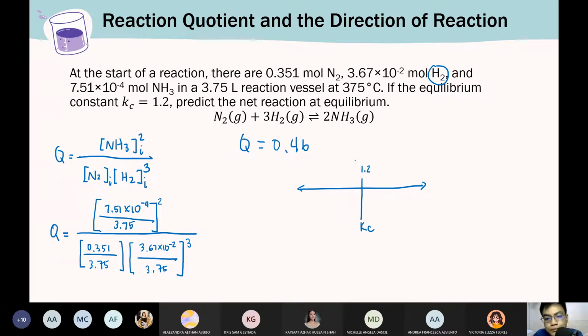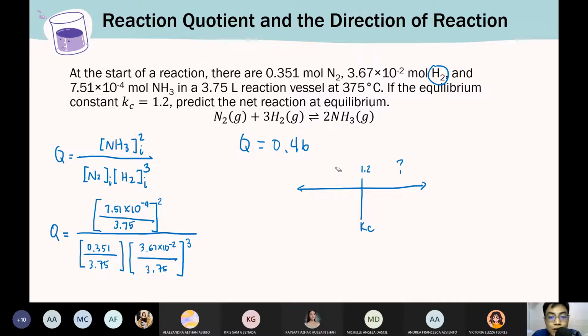Now, ano yun sa kasunod? So, you have your KC value, and you have your Q value, right? So, asan yung Q value? 0.46. The question is, where is it in the number line? Nasa left ba? Nasa right? What do you think? Where is the Q value? Nasa left. Okay, so that's correct.